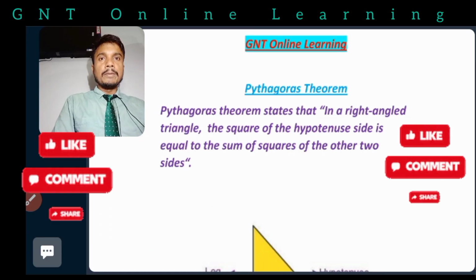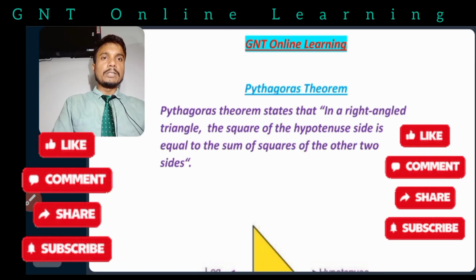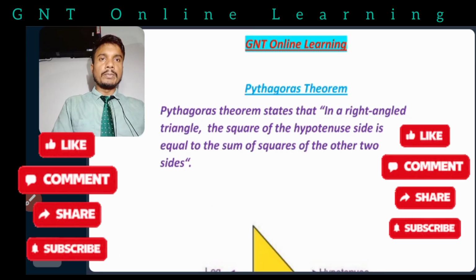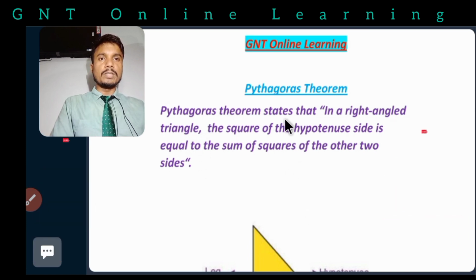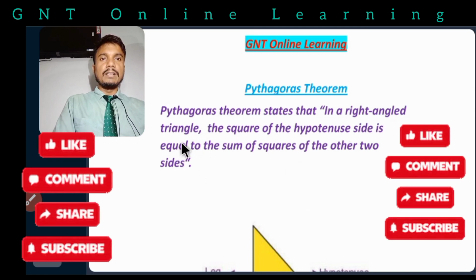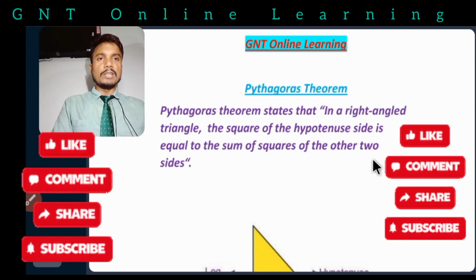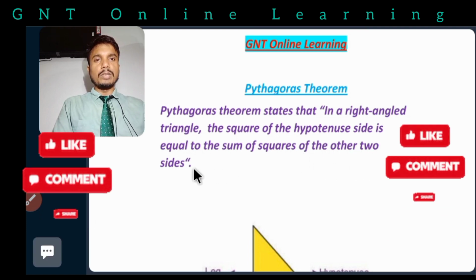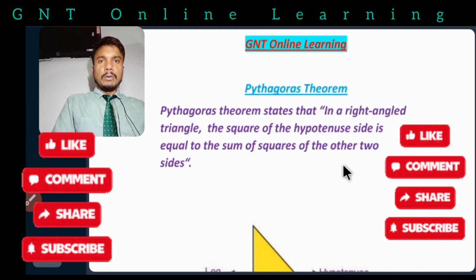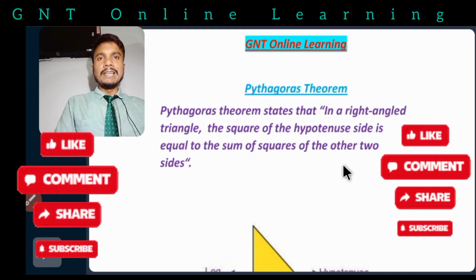Hello everyone, I'm here with one of the important theorems called the Pythagoras theorem. What does the Pythagorean theorem state? Pythagoras theorem states that in a right angle triangle, the square of the hypotenuse side is equal to the sum of the squares of the other two sides. So here we have the theorem. Now, without any delay, let me start the session.